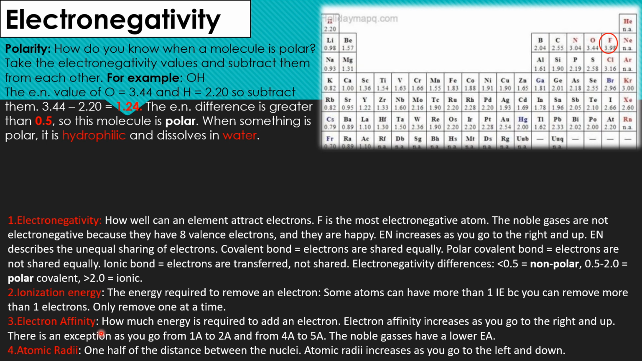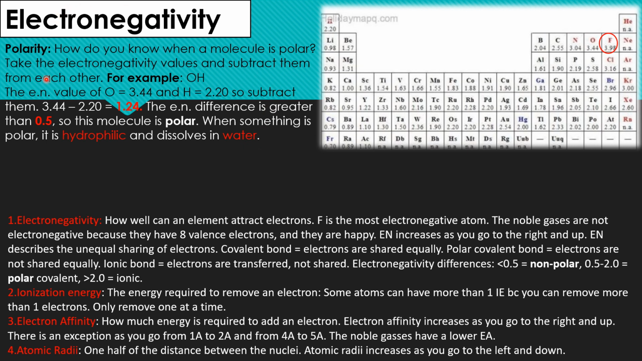Electron affinity. How much energy is required to add an electron? Electron affinity increases as you go to the right and up. There is an exception as you go from 1A to 2A and from 4A to 5A. The noble gases have a lower electron affinity. Atomic radii. An atomic radius is 1/2 of the distance between the nuclei. Atomic radii increases as you go to the left and down.